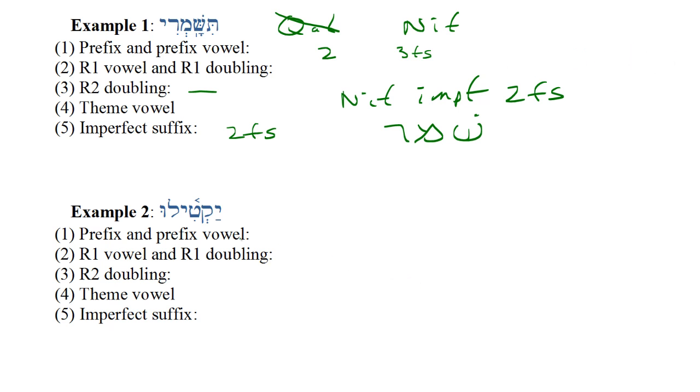Let's look at example 2 here. We have yaktilu. So our prefix and prefix vowel, we have a yod with a patach.